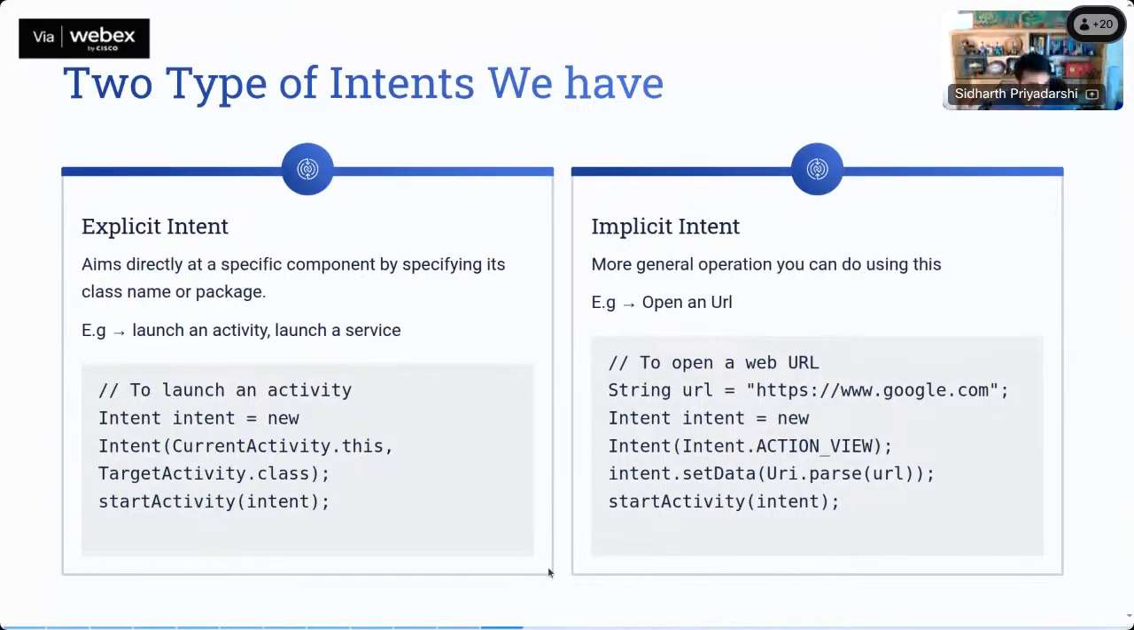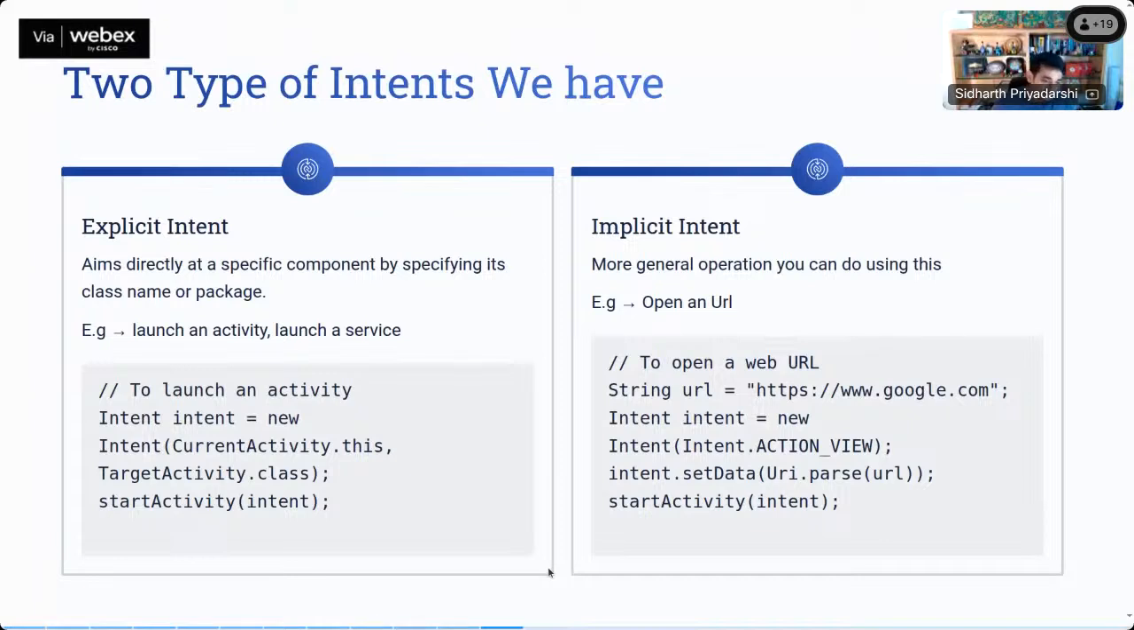We have two types of intents. The first one is the explicit intent. Explicit intent aims directly at a specific component by specifying its class name or package name, which means if you want to launch one activity or a service, you can do this. In simple words, you can use explicit intent within your project.